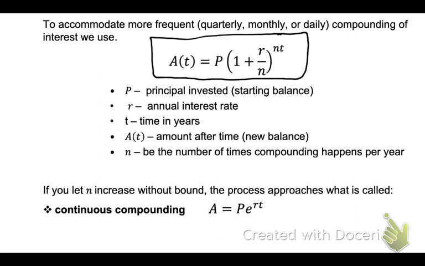So if you're remembering one formula, which formula should you remember? This one. So P is still the principal investment, the starting balance. R is the annual rate of interest. T is still time in years. A of T means the amount after time, the new balance. And n is the number of times it compounds in 1 year.